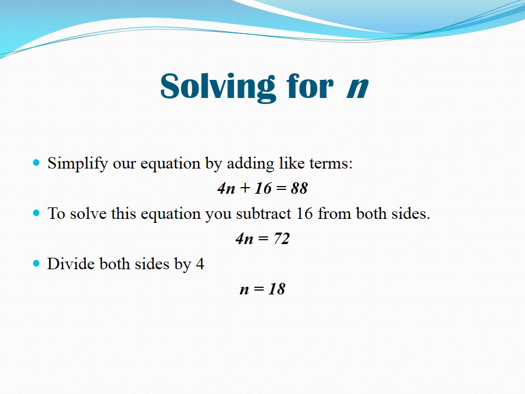We will simplify our equation by adding like terms. We end up with 4n plus 16 equals 88. To solve this equation, you then subtract 16 from both sides, which gives us 4n equals 72. Then we divide both sides by 4 and find that n equals 18.